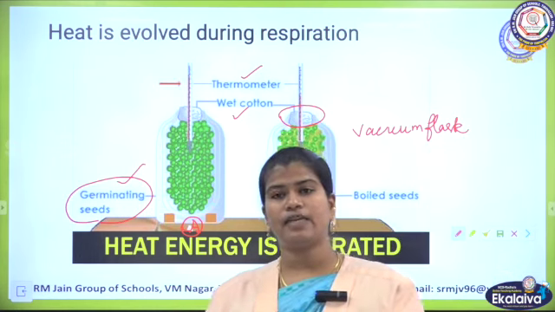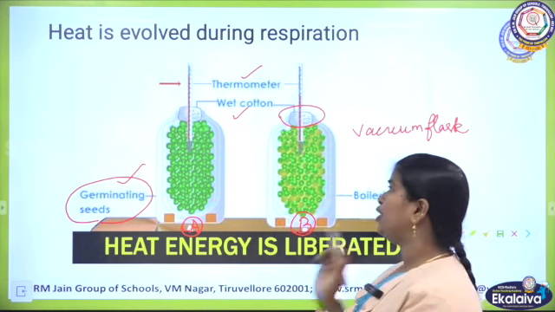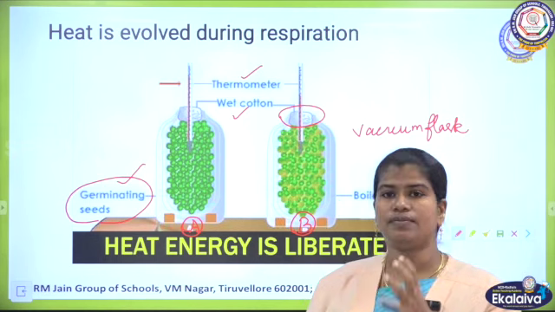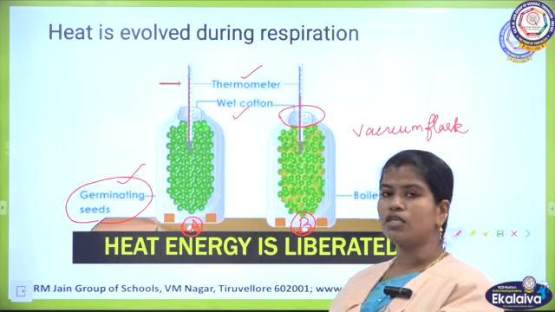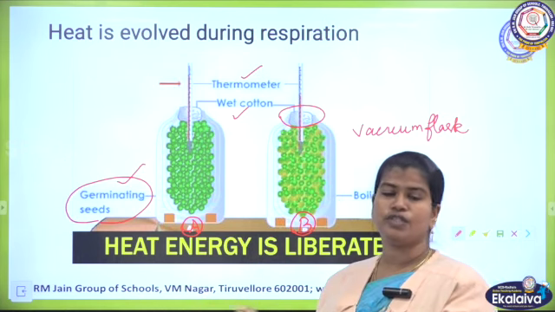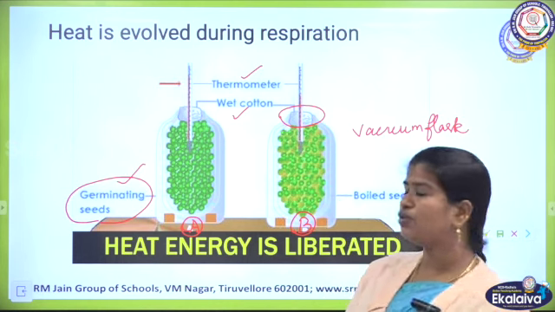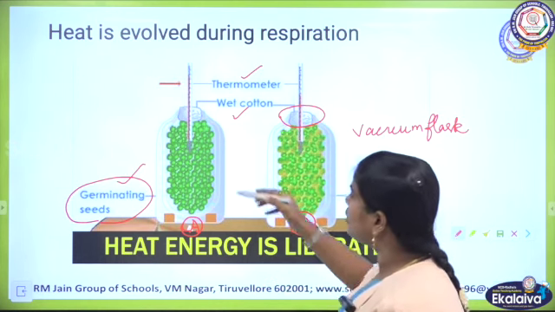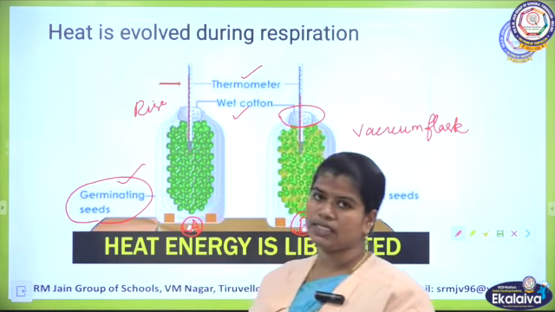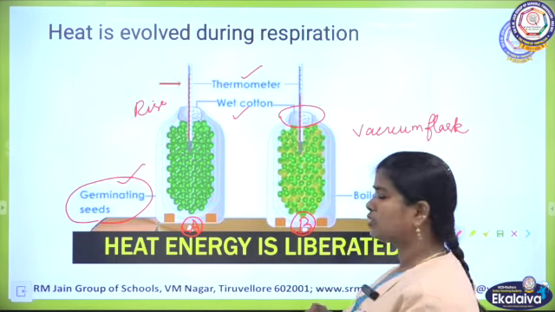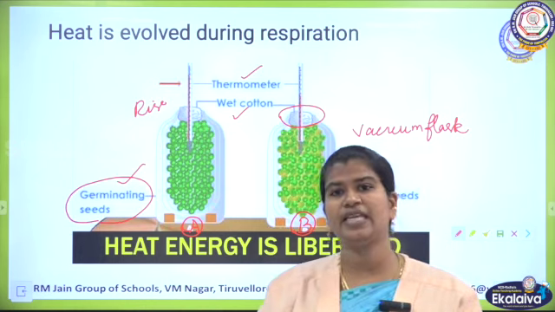Once we have left it like that, we need to note down the reading of the thermometer, and after a few hours we should note the reading of the thermometer again. What we should see over here is that there will be a rise in the temperature in the germinating seeds. But in the case of flask B, the thermometer will remain the same, there will not be any change.